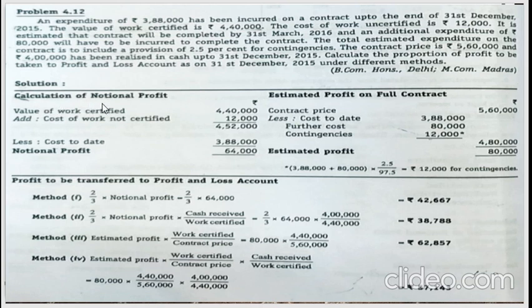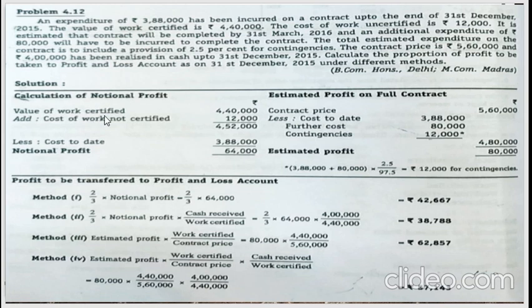So when we come to the solution, the first part is the calculation of notional profit. To calculate the notional profit, the formula is work certified plus work uncertified minus cost up to date. When it is estimated from the contract price, we will subtract the expenditure which is incurred as well as the estimated expenditure.